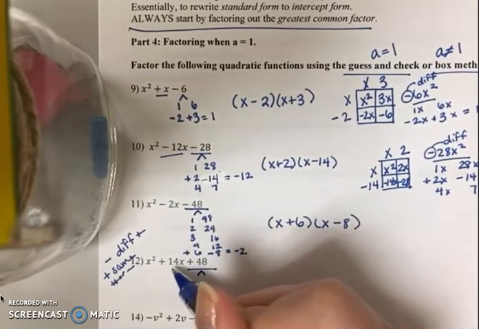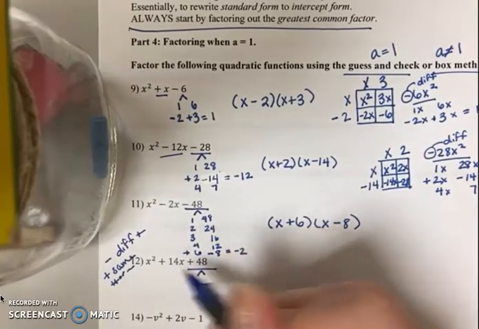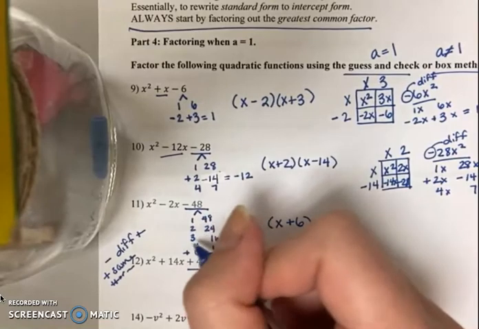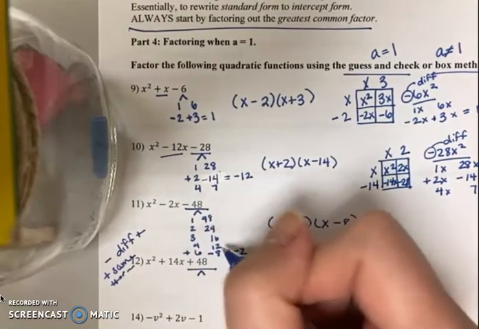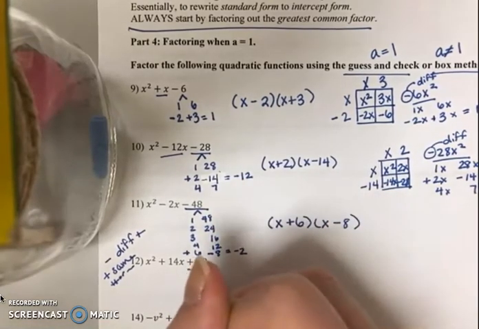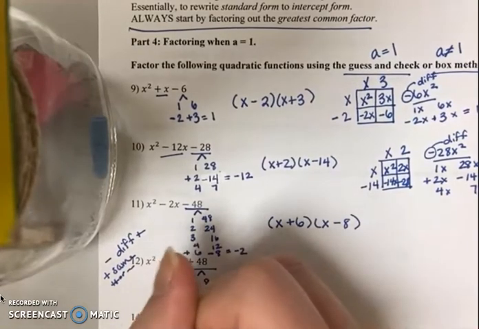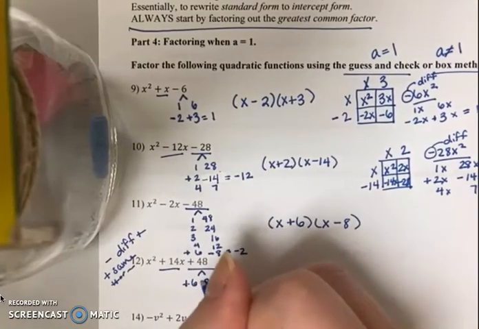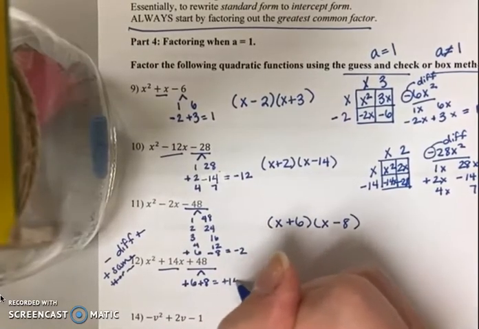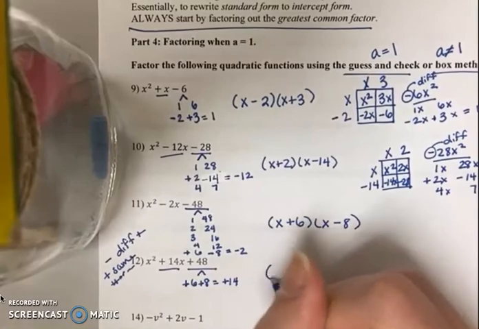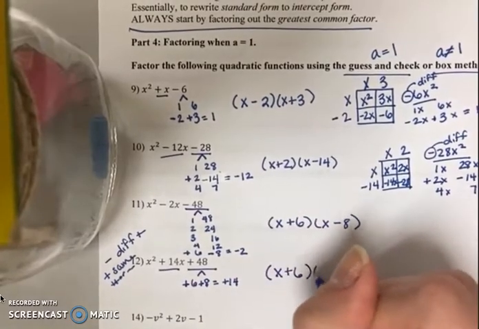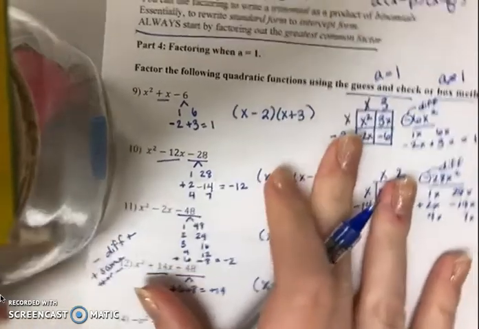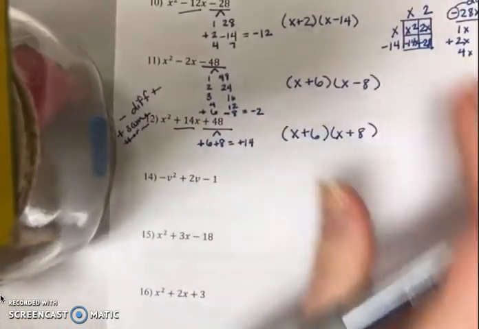That would give me a 14x using same signs. That won't work, that won't work. Using the same signs, I'd have to use the 6 and the 8 once again. Now if I want a positive 14, it would have to be plus and plus to give me a positive 14. So the answer here is x plus 6, x plus 8. Hopefully we're starting to pick up on this a little bit. Let's move on to number 14.